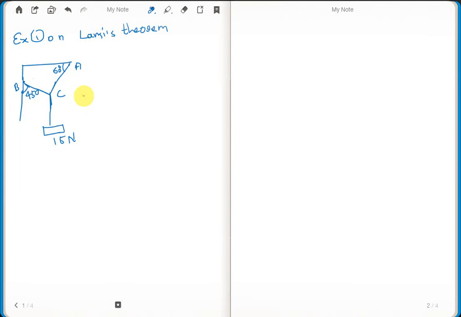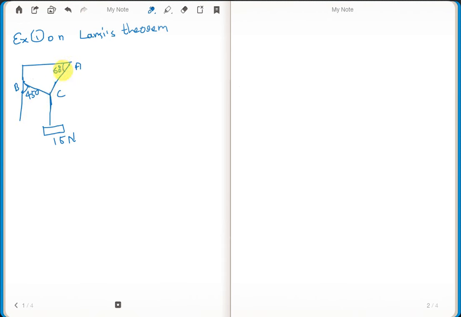Hello everyone. So now we discuss an example problem on Lami's theorem. How to apply Lami's theorem for this given problem for finding the required tension in string AC and tension in string BC. Okay, here the problem is given.